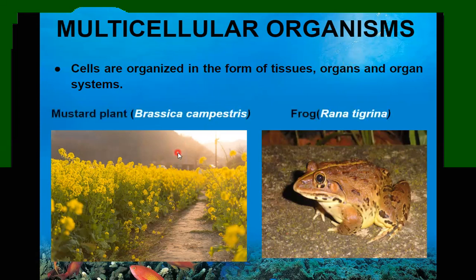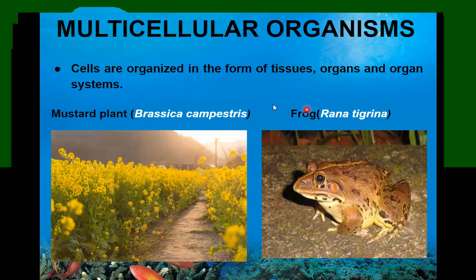Okay, this is the mustard plant, also known as Brassica campestris. We are going to discuss how the different organisms are given the scientific names. And it is very important to name the organisms. We are going to discuss why naming is important and why the different organisms are given the scientific names in our chapter that is related to biodiversity.